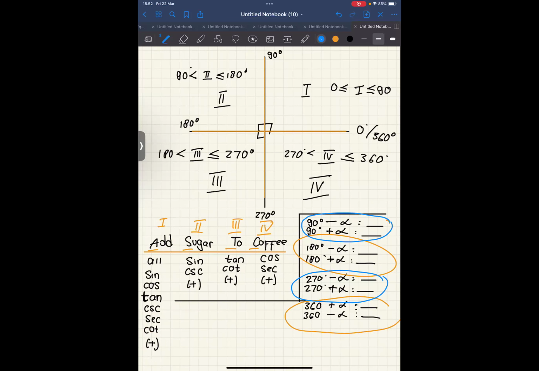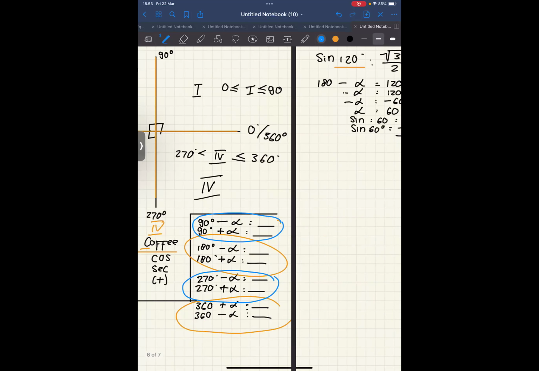So if we are using that, the sine is gonna change to cosine. The cosine is gonna change to sine. The tangent is gonna change to cotangent. Same with the secant, it's gonna change to cosecant. The cosecant is gonna change to secant. And the cotangent is gonna change to tangent.